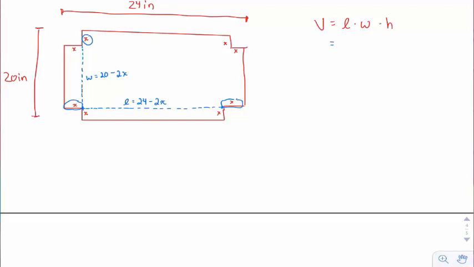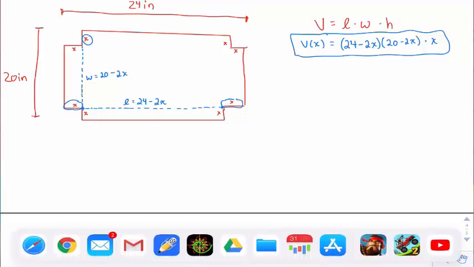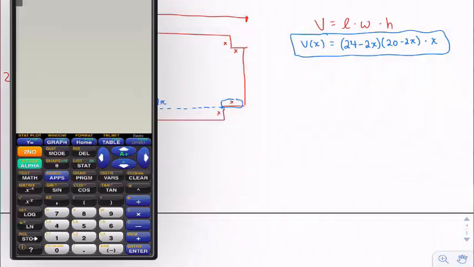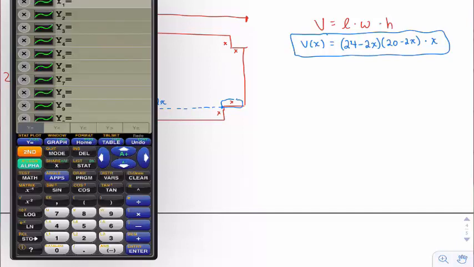So we're going to have length, which is 24 minus 2x. We're going to have your width, which is 20 minus 2x, and your height, which is x. And that is the function to represent the volume of that box. Now if you graph that, again, I'll try to show this to you, but you obviously want to do it. And make sure, again, I'm currently in polar mode. I got to go to function mode. You got to jump back and forth maybe on the test.